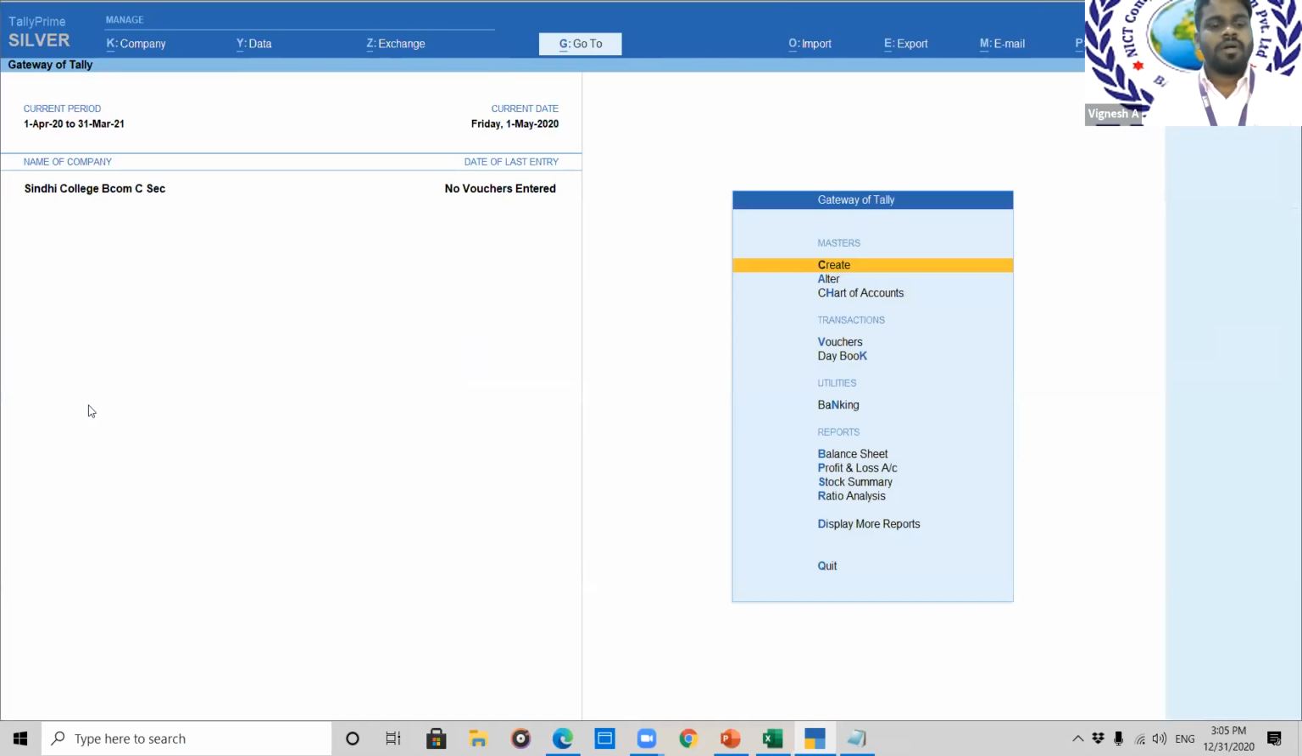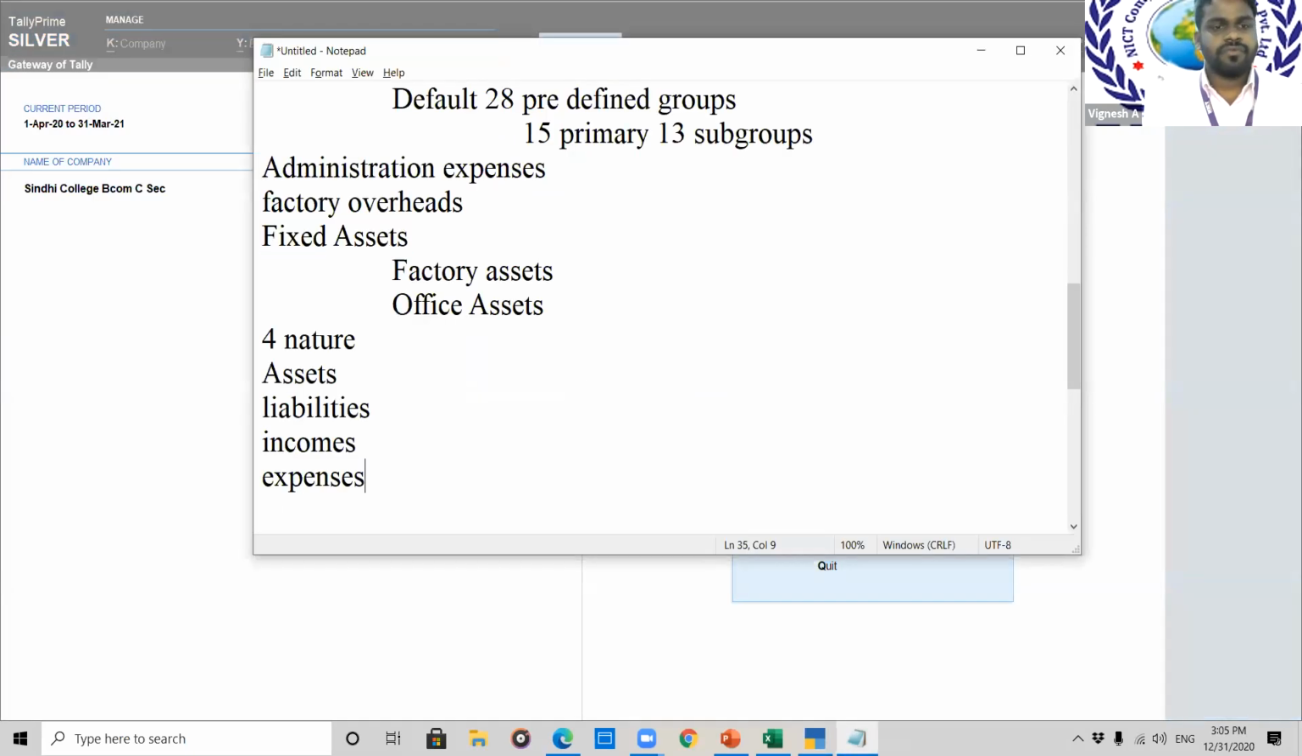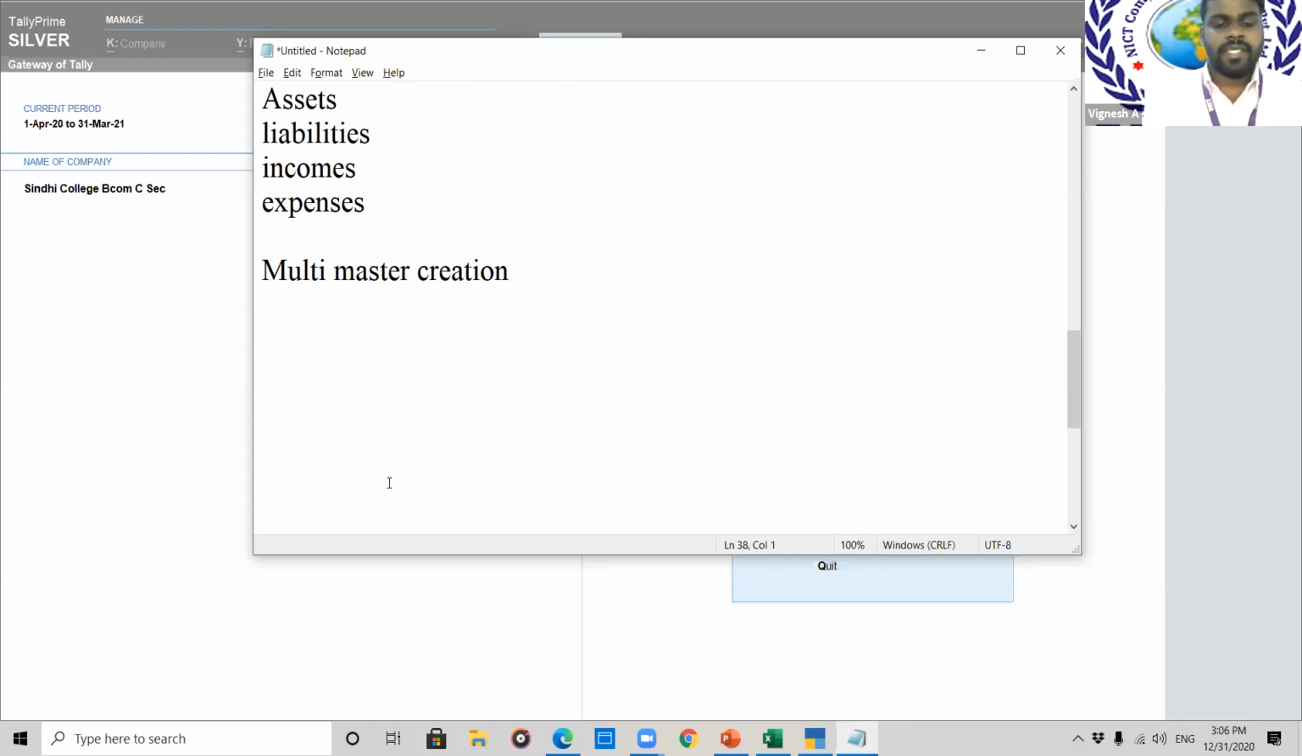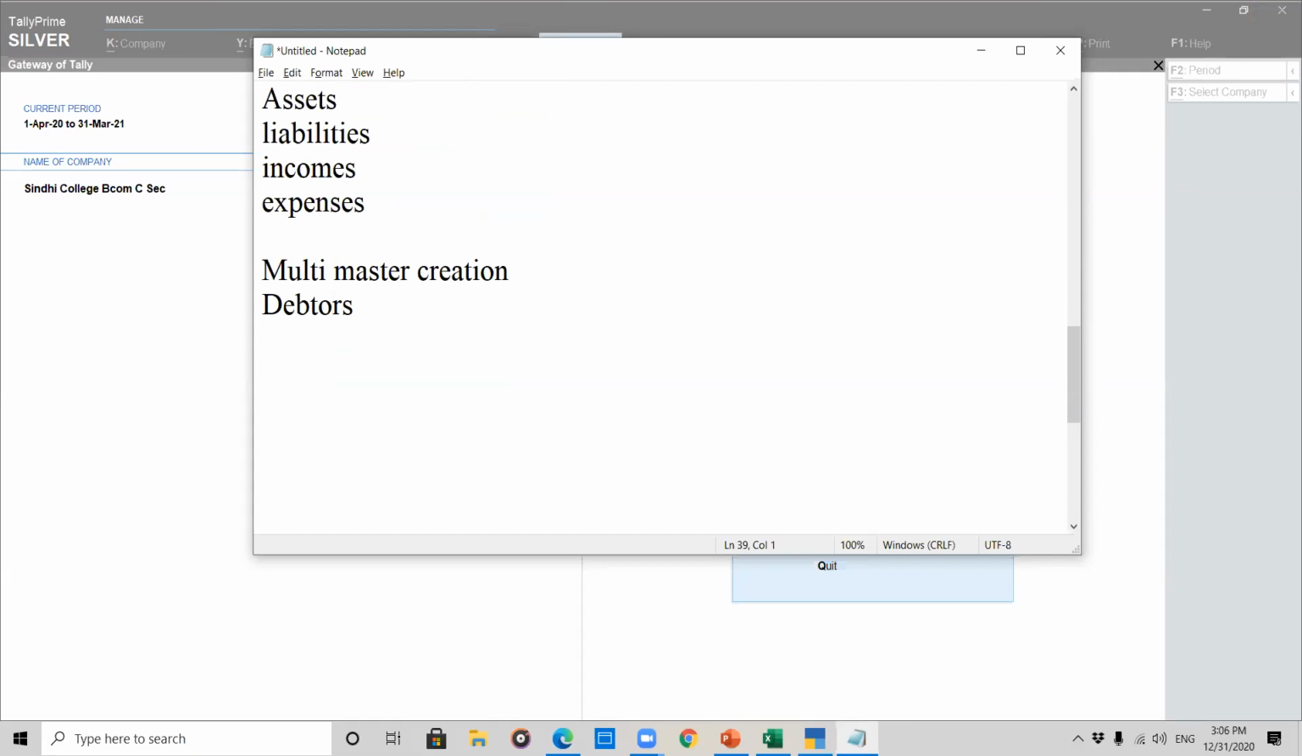I have an option for multi-master creation, as I've shown you before. In the sense, at once I can create many. So far we are creating one by one. If you want to create many at once, for example, I have my customers, that is debtors. You understood debtors, right? Yes, sir. So I have various customer types, like customers from Bangalore, Delhi, Mumbai. I have many customers, so I want to differentiate state-wise or city-wise.